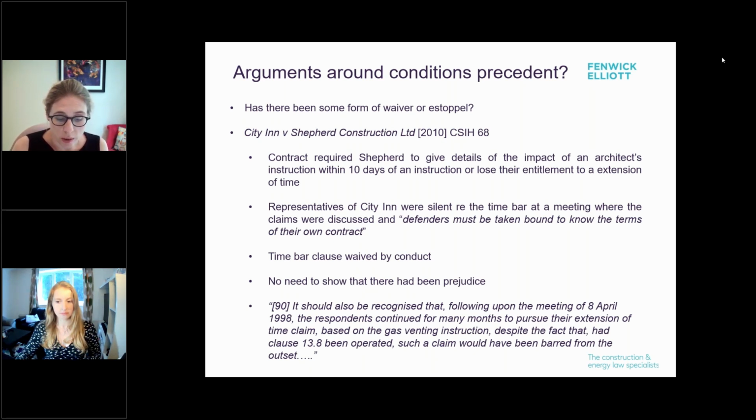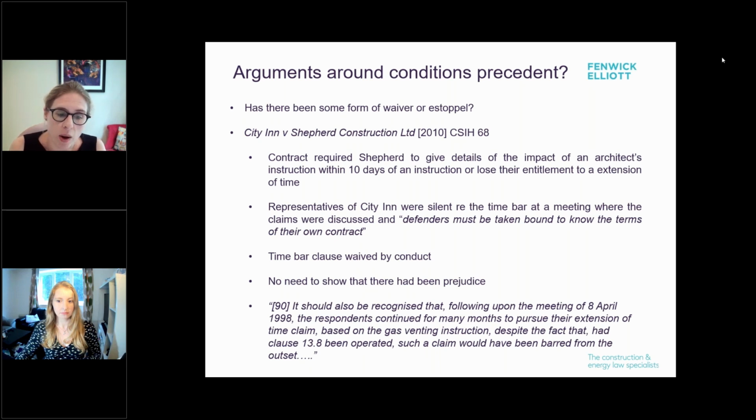So related to waiver is the concept of estoppel. Has something been done or said which the party seeking to rely on the estoppel has relied on to their detriment? And just to give you a flavour of how this can work, City v Shepherd is a good example. The contract required Shepherd to give details of the impact of an architect's instruction within 10 days of an instruction, or lose their entitlement to an extension of time.